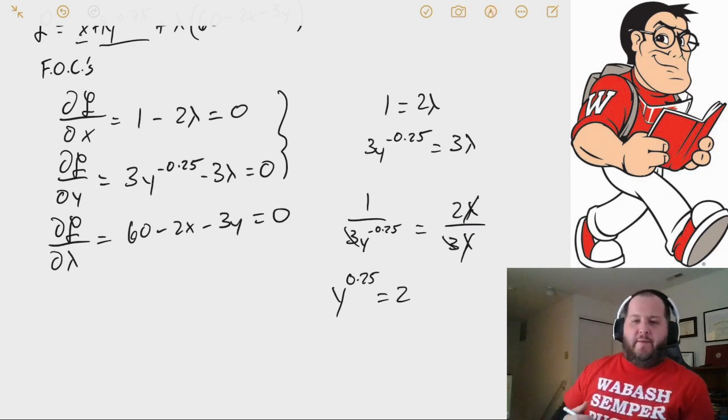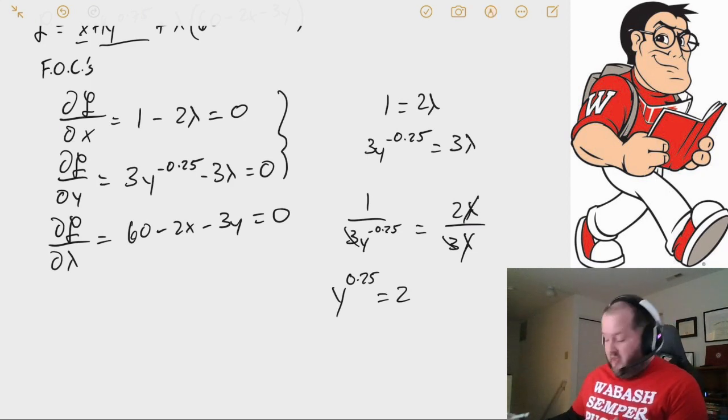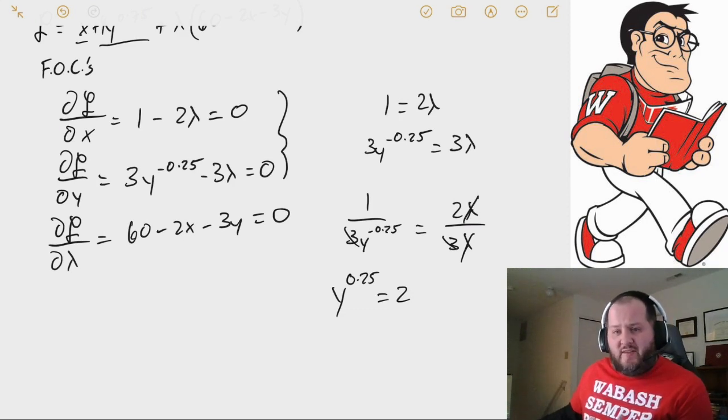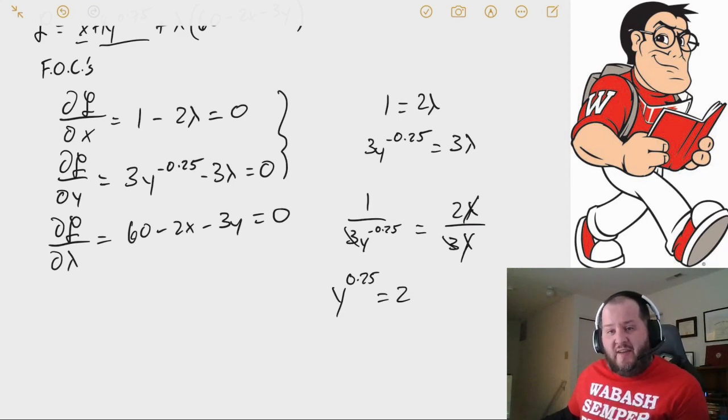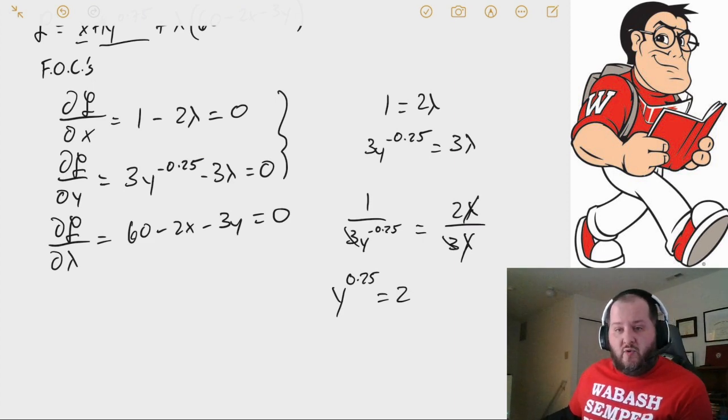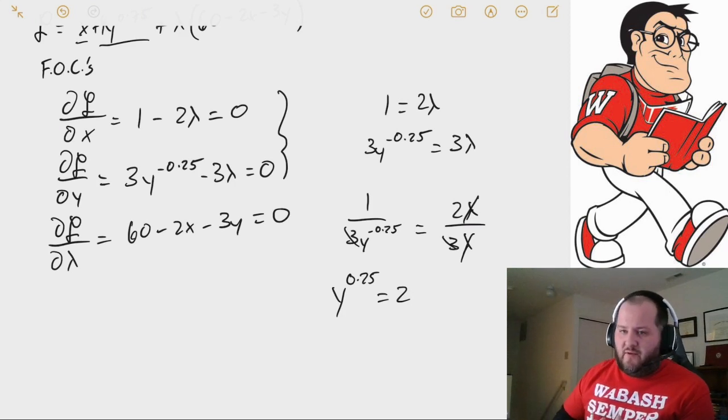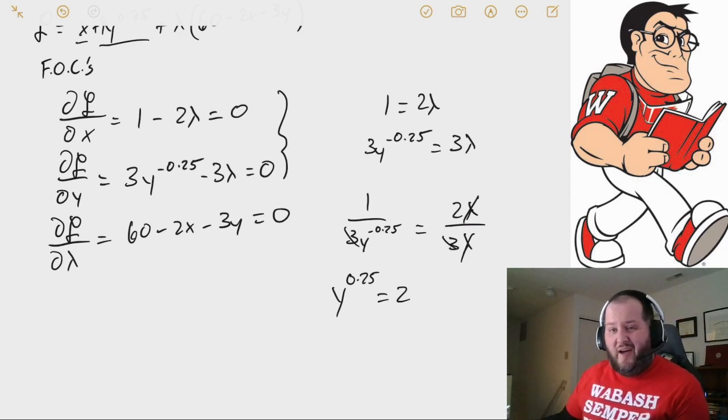So what's really neat about quasi-linear utility functions, and again, this is our tangency condition right here, is that the tangency condition is only going to be a function of one of our choice variables, specifically the non-linear choice variable, which of course is y in this situation. So normally if we were doing a Cobb-Douglas, we'd go back, plug this into the third first order condition and go from there, but we don't have to. We can solve for y directly.